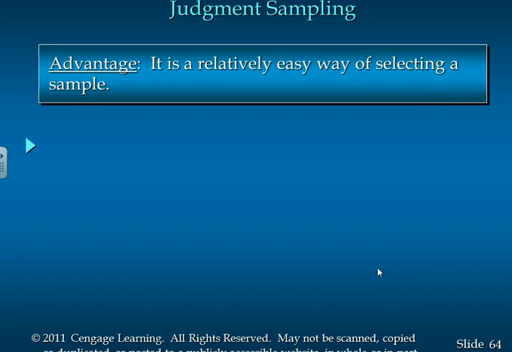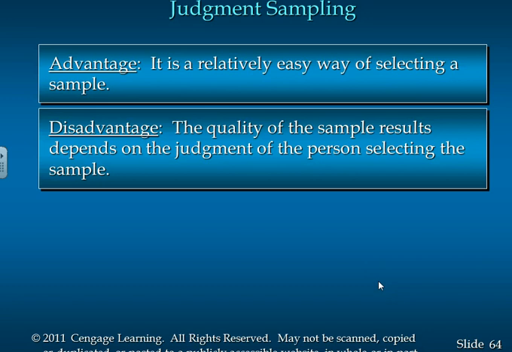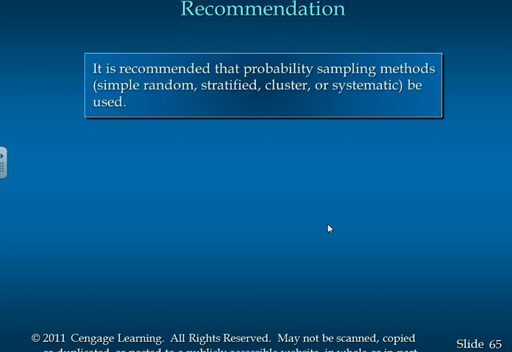Advantage: easy to do, and I get the results I want, right? Disadvantage: I'm doing a program evaluation of my program, and I need my advisory board to answer a questionnaire. So I email it out to them. The ones that answer it, fine. The ones that don't, fine. Who cares, right? The quality of the samples will depend on the judgment of the person selecting the samples. Oh, bummer if that's me.